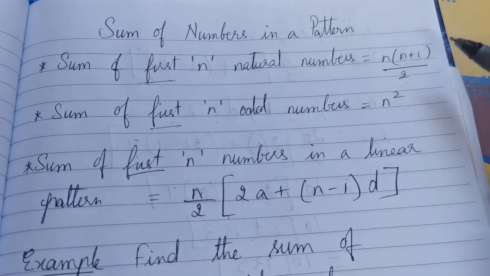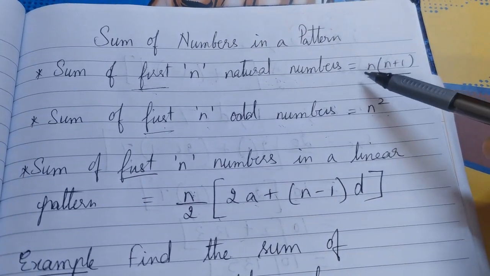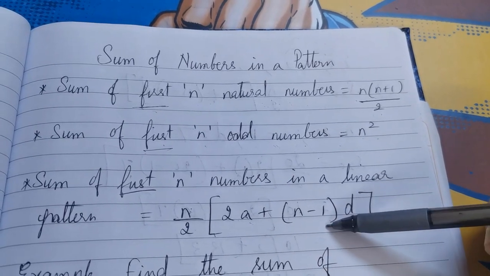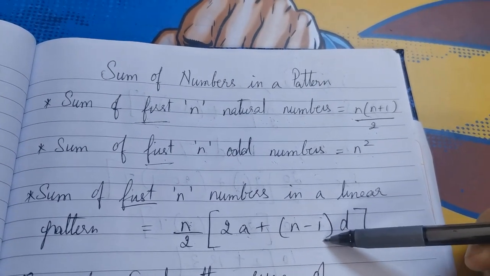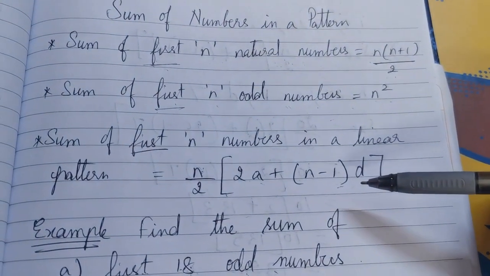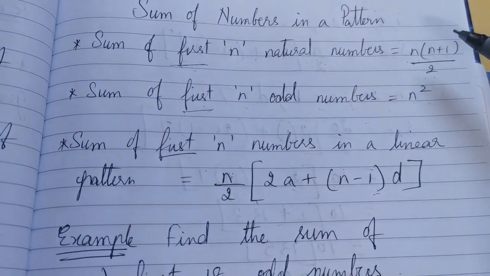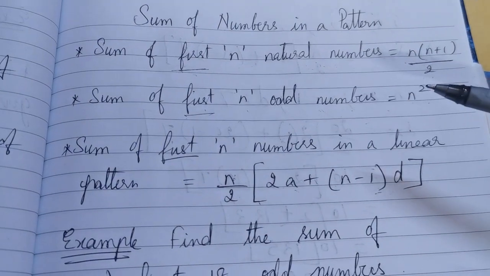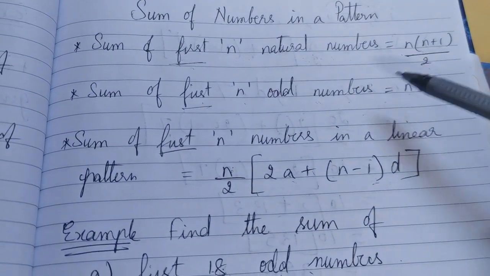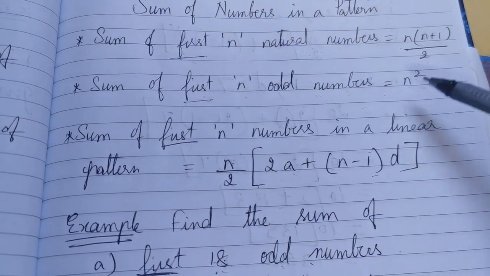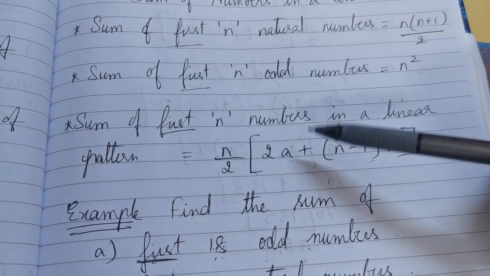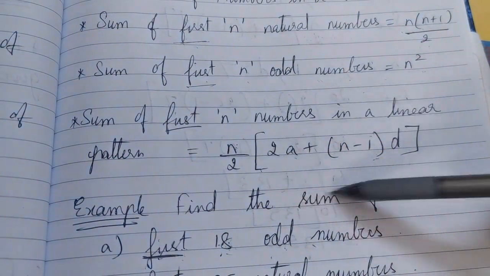So in this video we learned how to find the sum of the first n natural numbers, the first n odd numbers and the first n numbers in a linear pattern. So these are the three different formulas which you have to study for finding the sum of the numbers in a pattern. If your pattern is natural numbers, use this. If your pattern is odd numbers, use this. If there is no specific pattern but it is a linear pattern, you go for this formula.